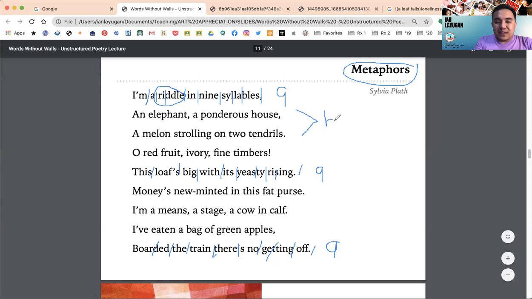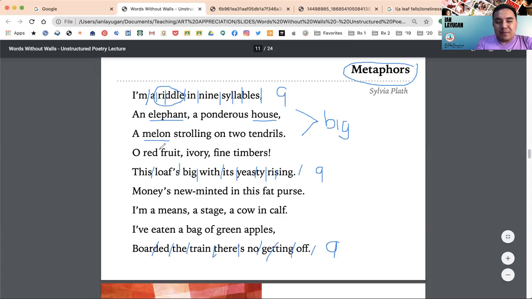They talk about something that is big or huge, right? An elephant, very huge. It's not just a house, it's a ponderous house. And it's a melon, a very huge fruit, strolling on two tendrils. Tendrils, guys, are what make a plant climb. So it needs not just one but two tendrils because it's very heavy. One tendril can't carry the melon. So it talks about things that are big.